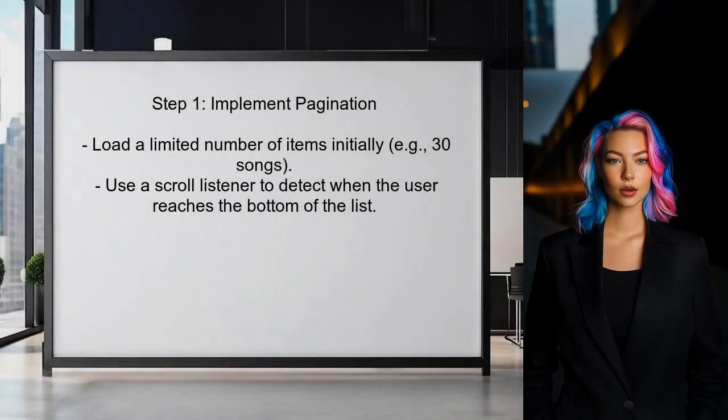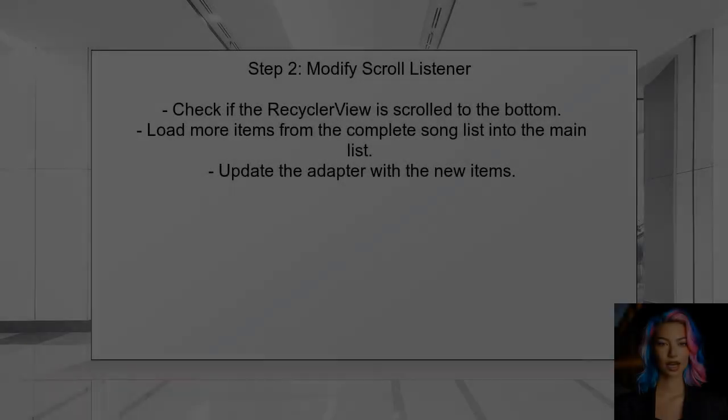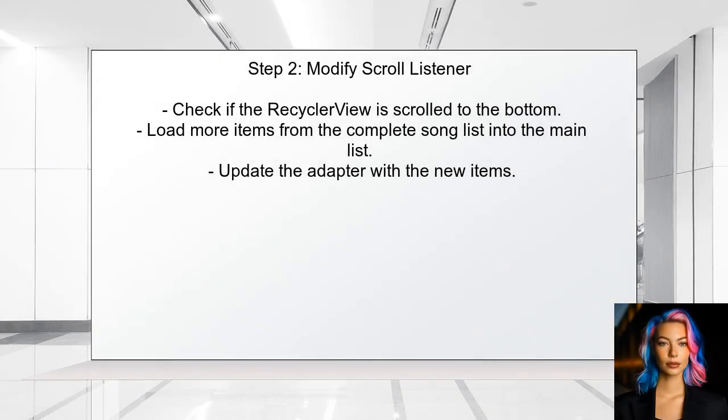To improve the performance of the RecyclerView, the user should implement pagination. This means loading a limited number of items initially, and then loading more as the user scrolls down. Next, the user should modify the scroll listener to load more items when the RecyclerView is scrolled to the bottom. This can be done by checking the scroll position and updating the dataset accordingly.